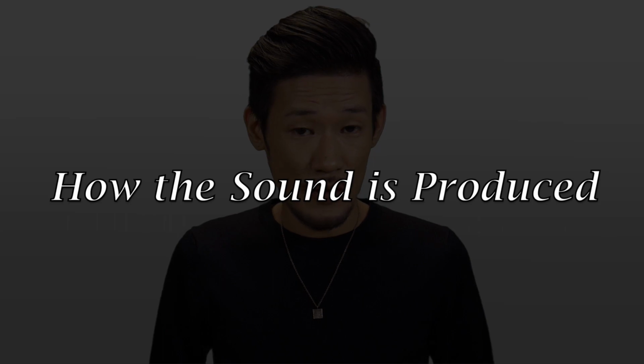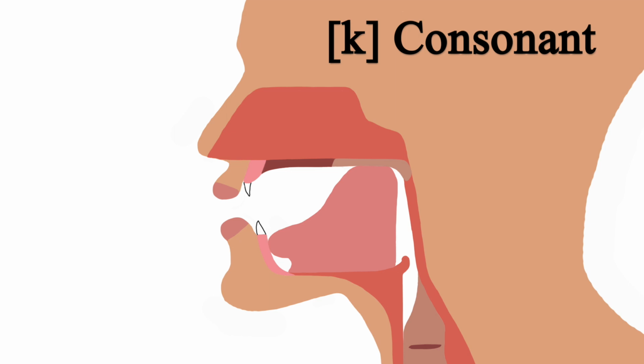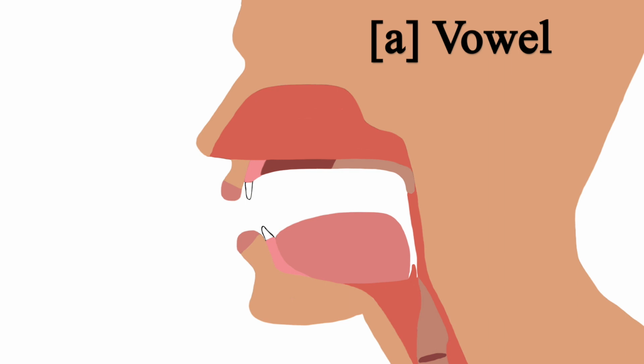Finally, the last point. This consonant is a stop consonant. With a stop consonant, you first block the airflow at a place of articulation. In this case, the place of articulation is your soft palate. And then you make a sudden release of the air. K, k, k.